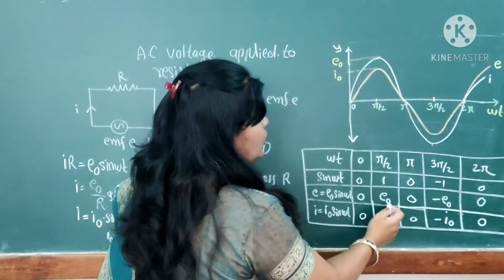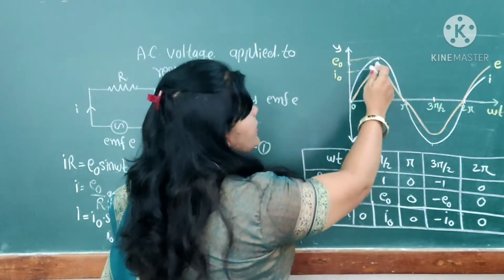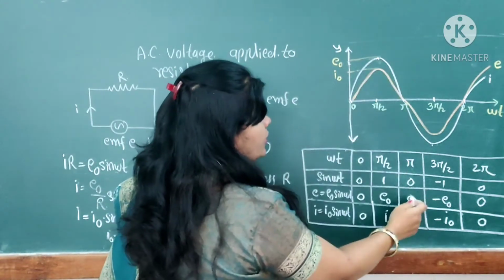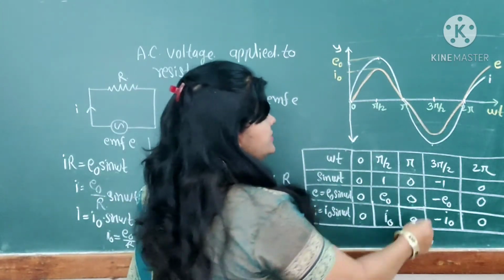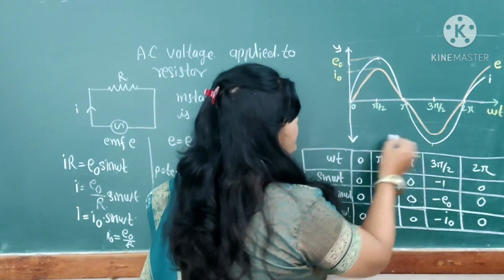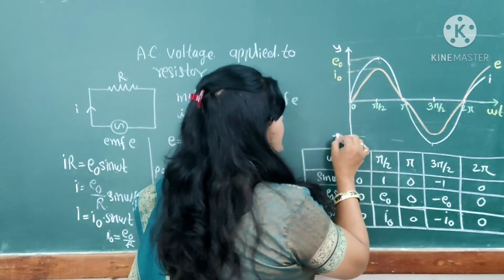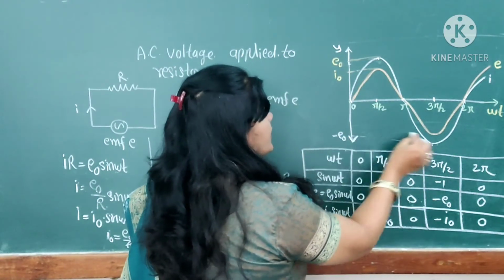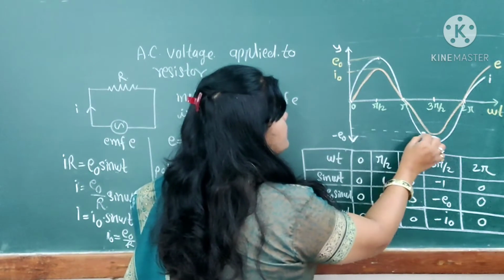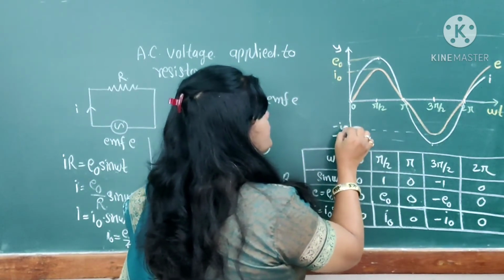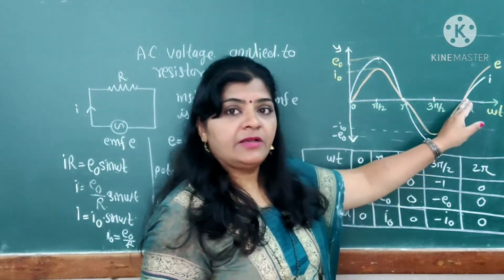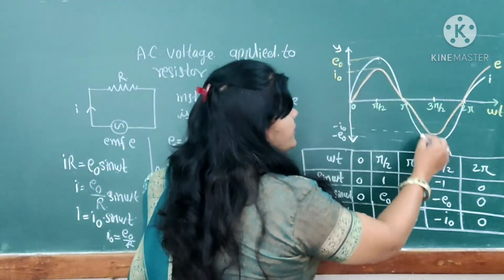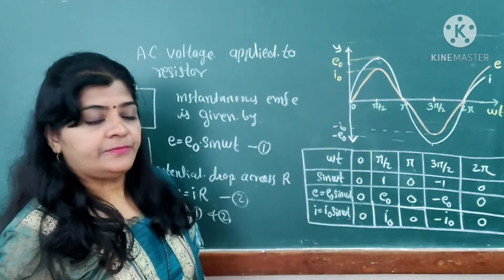If it is pi by 2, it goes to the maximum value. See, this is the maximum value. If it is pi, again it will come to 0. Next it will go to the minus side. This is the minus EMF value, minus E naught. Next, at 2 pi, it will again come to 0. Like that it will complete the cycle of it.